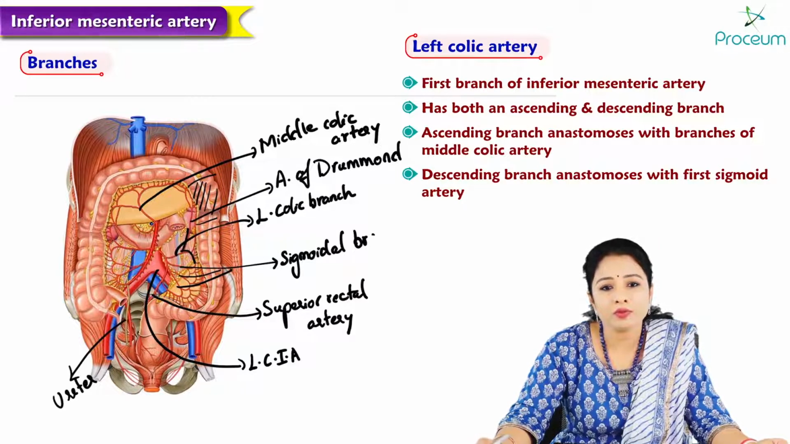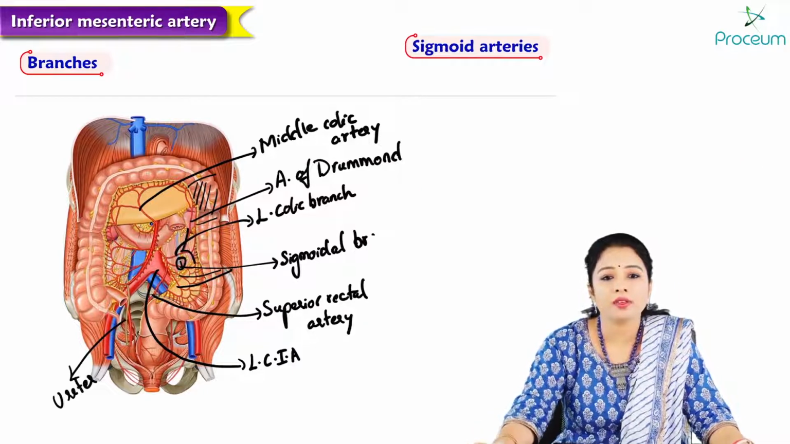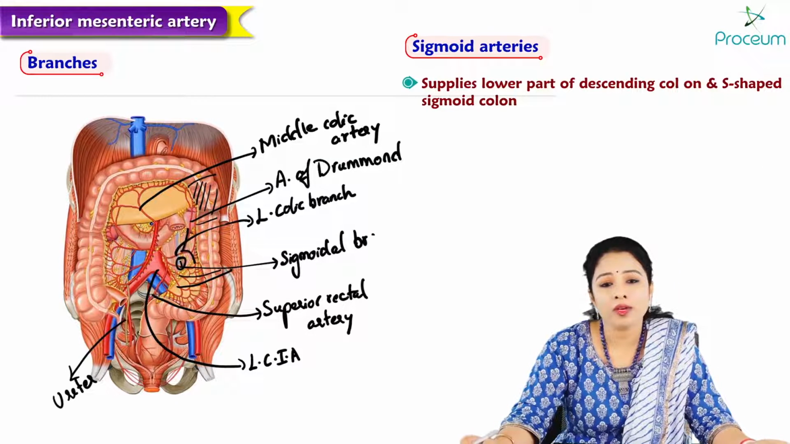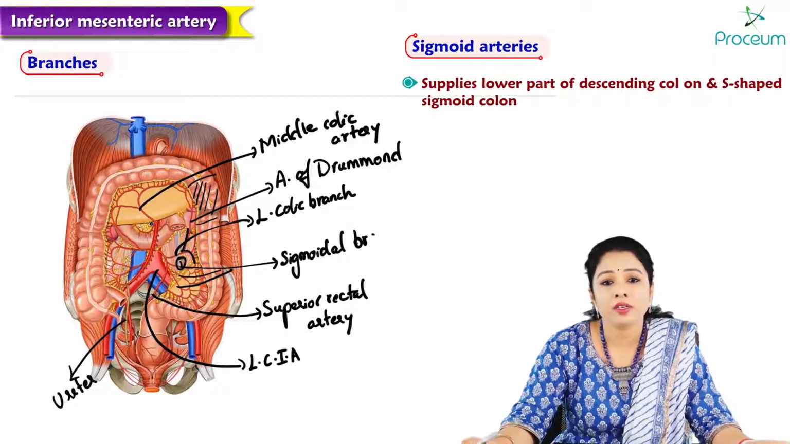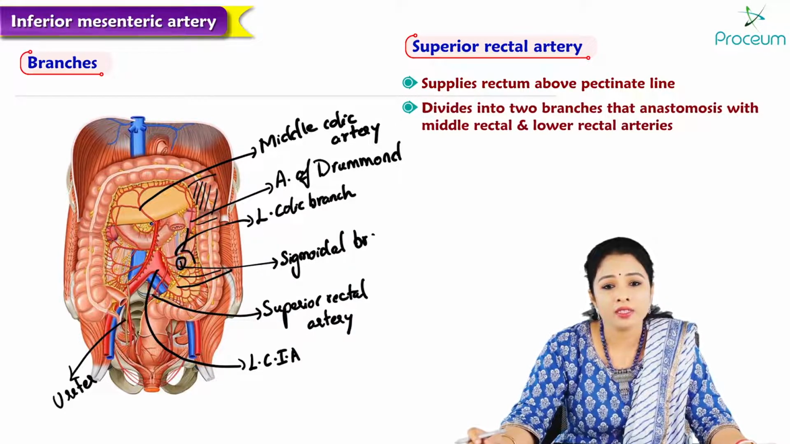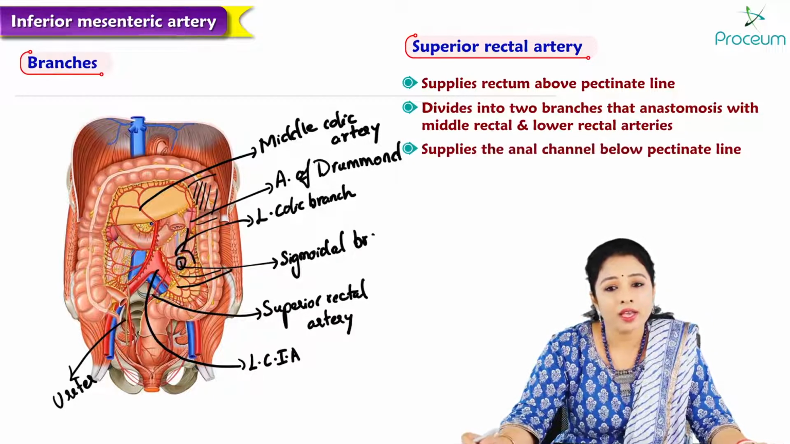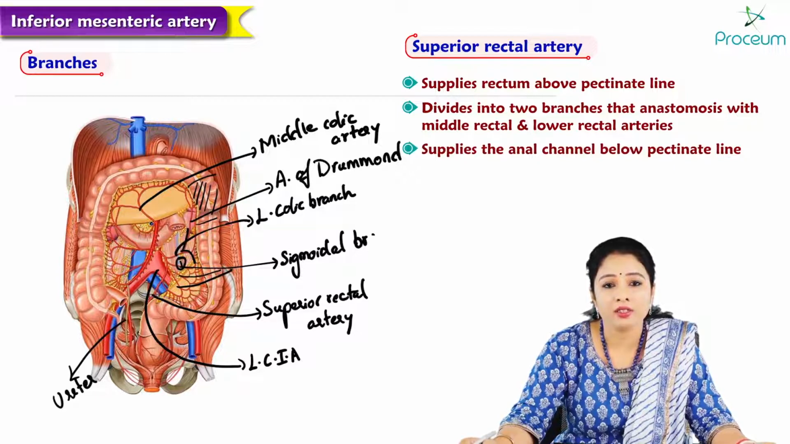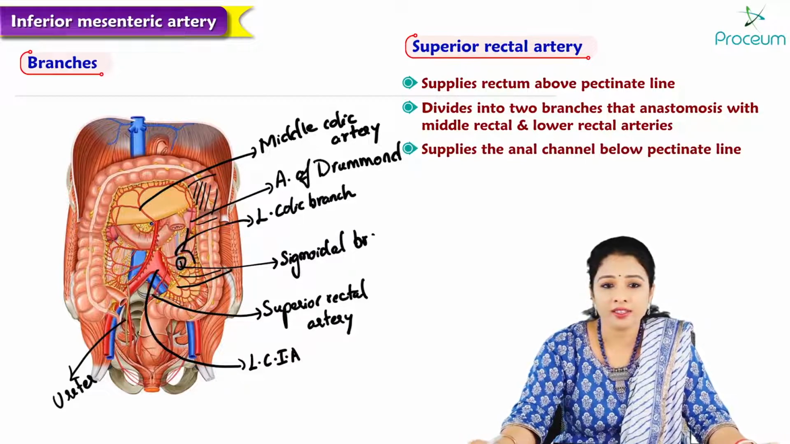the descending branch anastomoses with the first sigmoid artery. We can see the descending branch anastomose with the first sigmoid artery. Sigmoid arteries supply the lower part of the descending colon and the S-shaped sigmoid colon as well. Superior rectal artery: this artery supplies the rectum above the pectinate line. It divides into branches that anastomose with the middle rectal and lower rectal arteries, which supply the anal canal below the pectinate line. So the terminal continuation of the inferior mesenteric artery is the superior rectal artery.